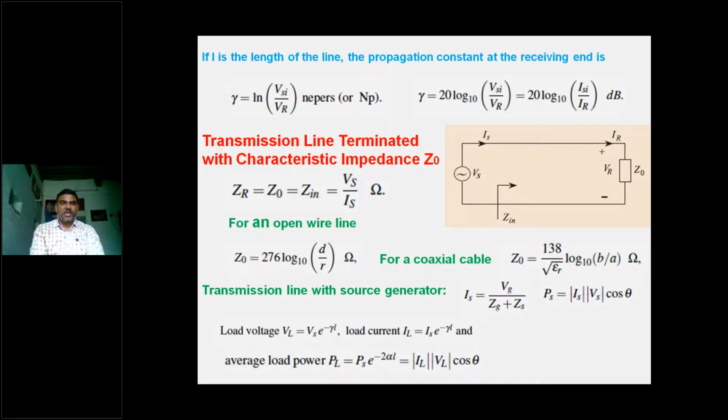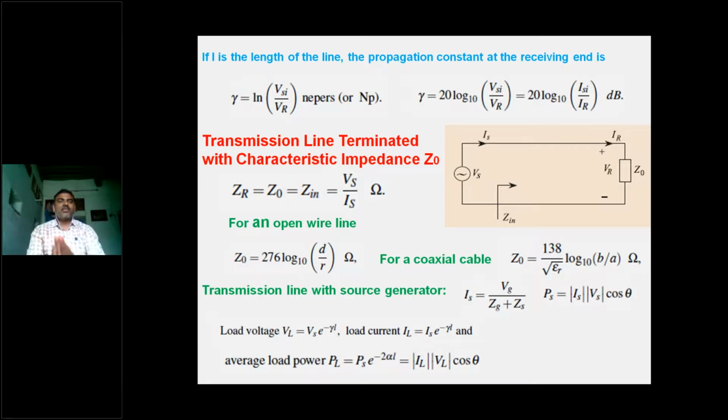And here gamma is the propagation constant and is generally measured in dBs or Nepers. Again, the propagation constant is the combination of alpha and beta. That means the real part is the attenuation constant and beta is the phase shift constant. But remember, all those are measured per unit length: Nepers per meter, decibels per meter, like that.